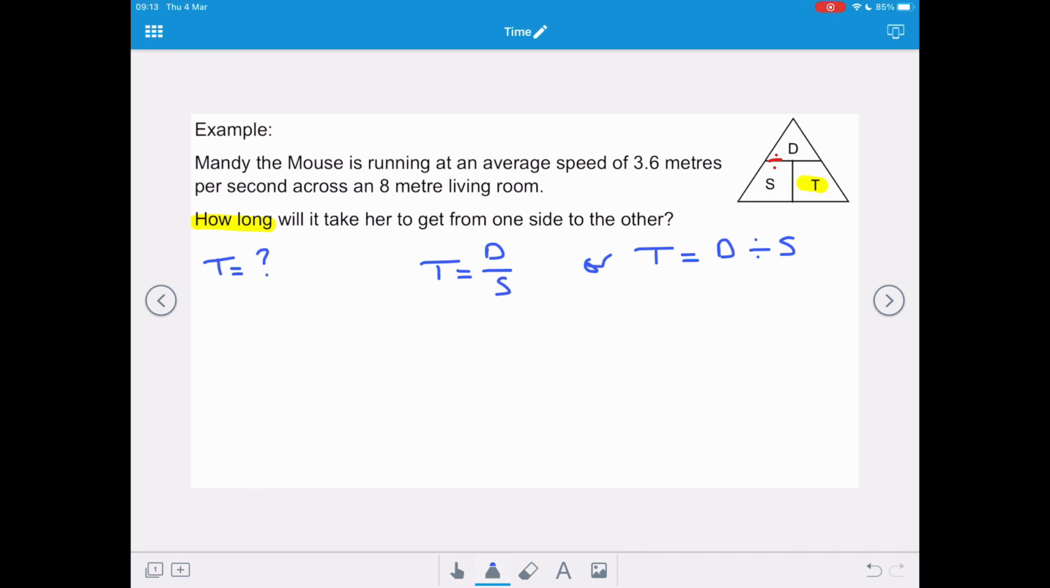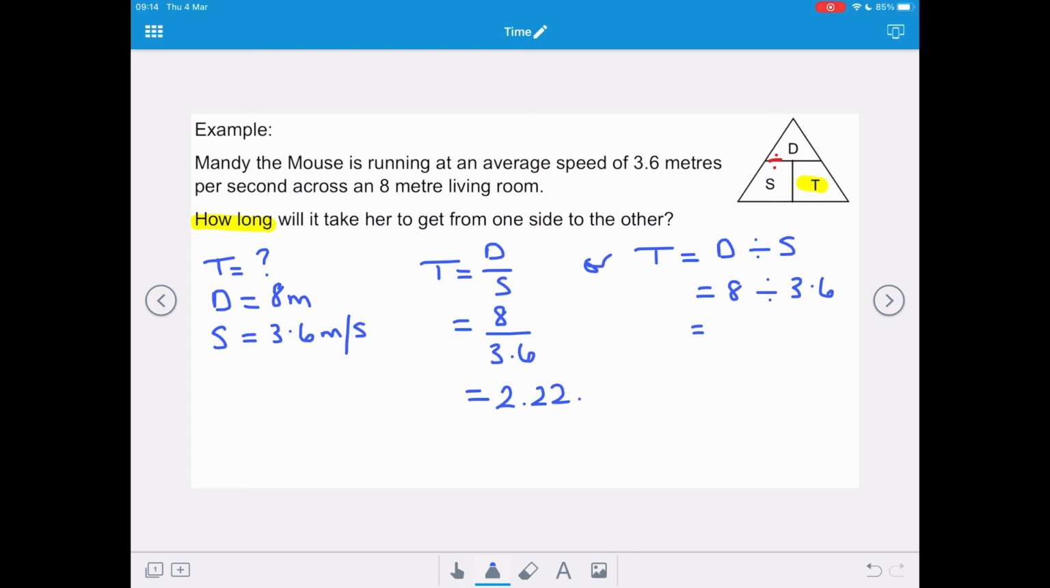Now let's find our knowns and unknowns. So we're trying to work out t because we're looking for how long. D equals 8 meters, and our speed is 3.6 meters per second. So we're going to substitute those values in, and that gives us 8 over 3.6, or we can write it as 8 divided by 3.6. And if we put that into our calculator, we end up with 2.22 recurring.